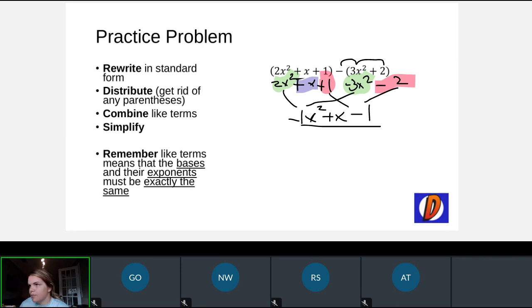X does not have anything to combine with. That doesn't mean it goes away. We just bring it down as it is. So plus x, and then 1 minus 2 is negative 1. Perfect. Good job, Maya. You did awesome.